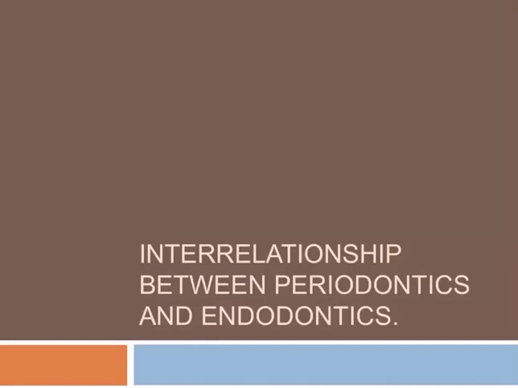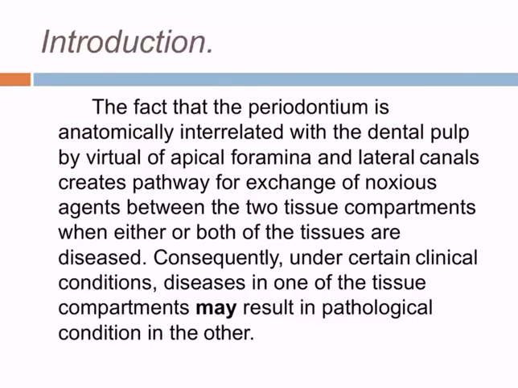The topic is the interrelationship between periodontics and endodontics. You all know what endodontic problems and periodontal problems are, but there are certain cases when the patient exhibits both the endodontic as well as the periodontal problems. In that case, how to go for the treatment and how to diagnose, we are going to deal with in this chapter.